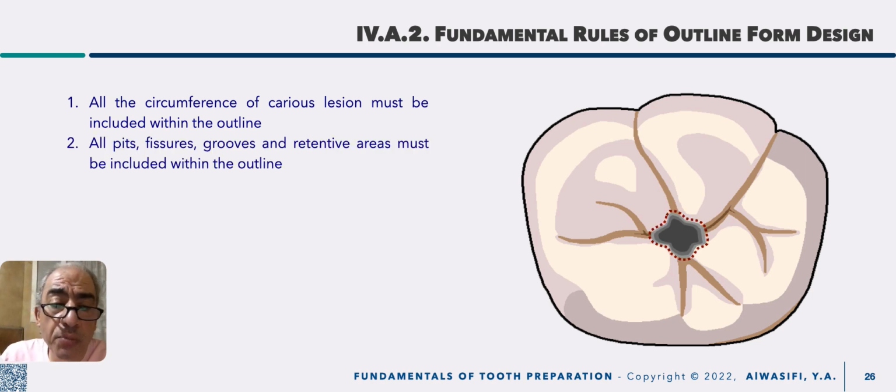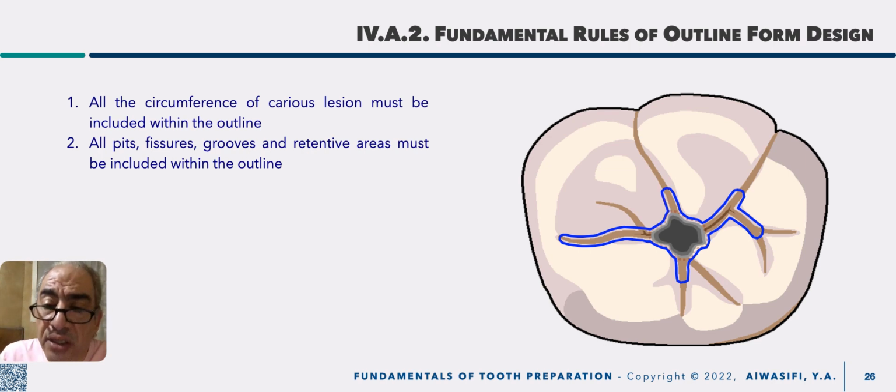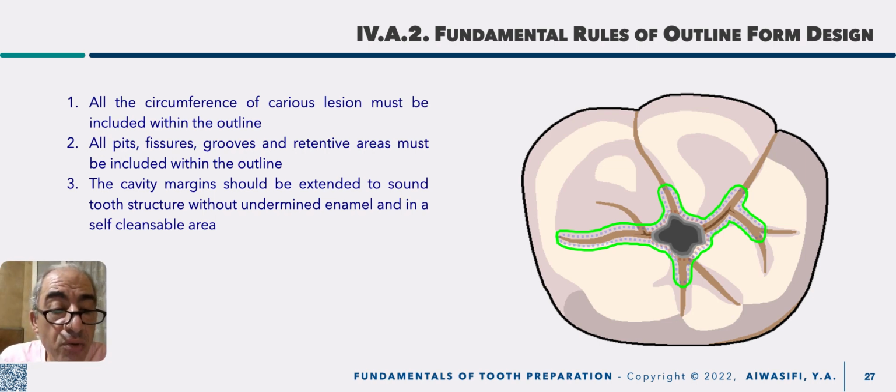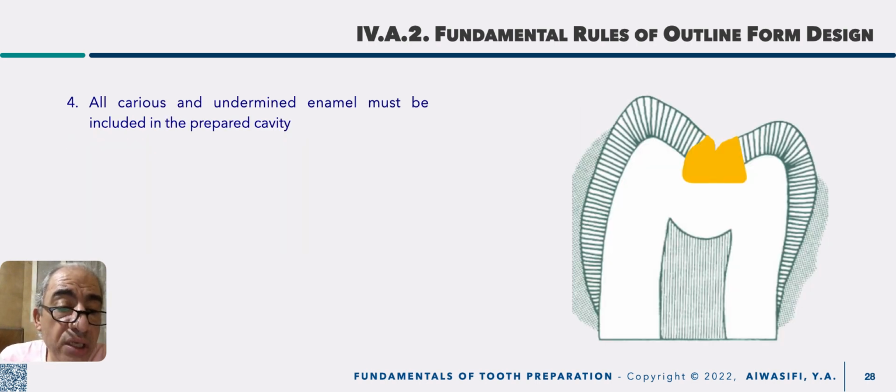Number 2, all pits and fissures and grooves or retentive areas should be included. That's also to avoid caries recurrence because these are stagnation areas or vulnerable areas. Number 3, the cavity must be extended to self-cleansable areas, to sound tooth structure without undermining the enamel, which is a cusp inclined plane. And as we discussed before, all caries and undermined enamel must be removed, otherwise it will fragment, leaving a ditch that will result in recurrent caries.